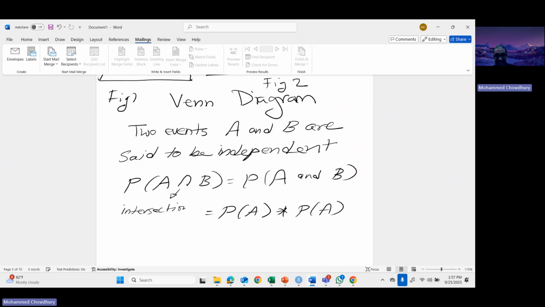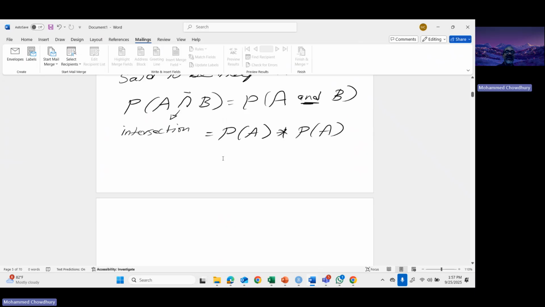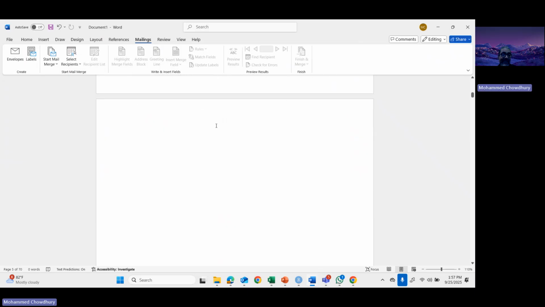Intersection. If this and that are the same, this is also known as the AND. This intersection means AND. Now let us go and compute for figure 1.